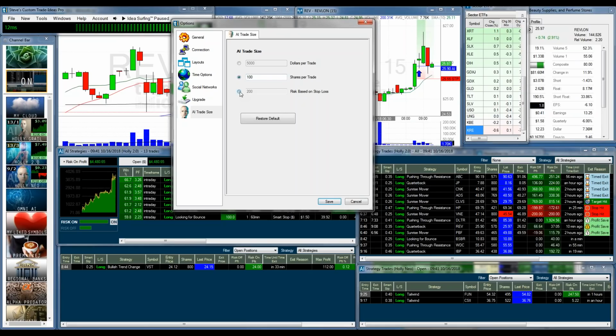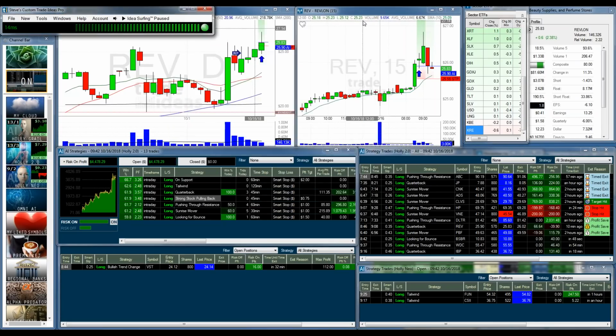But then we have this one, and this is really what a lot of our auto traders do: they take each trade and let Trade Ideas calculate the share size. All we're doing is inputting how much I want to lose. So with $200 in the risk-based stop loss category, we're saying, Holly, if I were to trade all of these trades, I wouldn't want to risk more than $200 on the stop, the smart stop that you, Holly, selected for me. So not only is the AI selecting the stop, it's also calculating the share size. And so based on the $200 stop loss, that's the most I would want to risk on any trade.